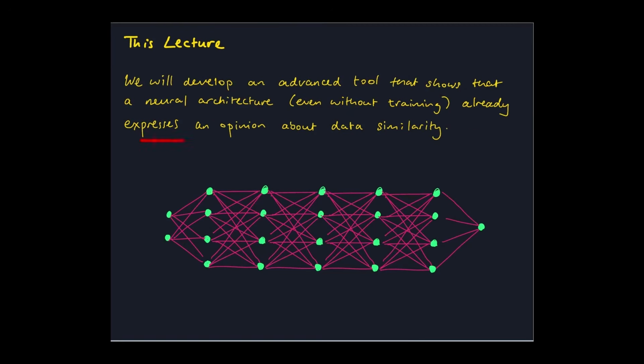And that's all this is saying, is that the neural architecture kind of already expresses some kind of opinion about how similar two data points are, even before you train it. And we'll think about some tools to capture that idea.